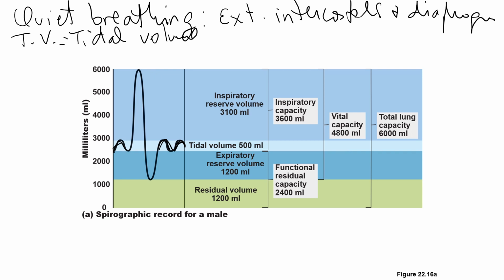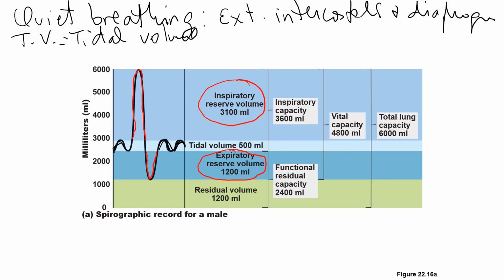If you want to inhale more air, now you need to call more muscles into play. Things like the pectoralis minor, the scalenes, the sternocleidomastoids, to breathe in more air. That creates the inspiratory reserve volume. Okay. If you want to expel more air out, now you again have to pull in more muscles, in this case the abdominal muscles and the internal intercostal muscles, which will allow you to expel more air. That will give the expiratory reserve volume, or ERV.